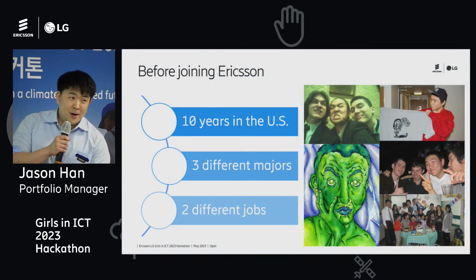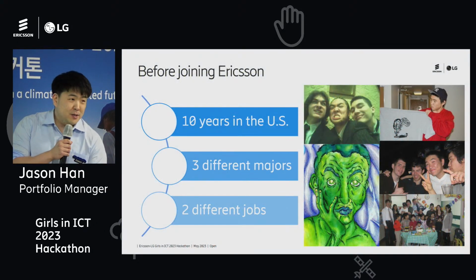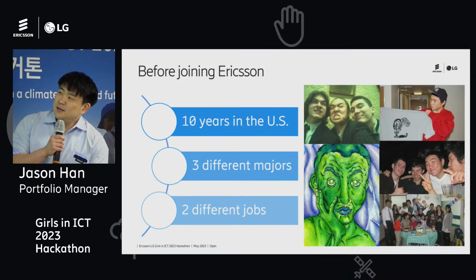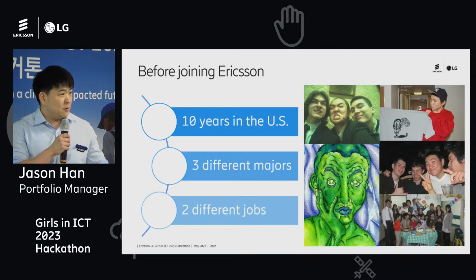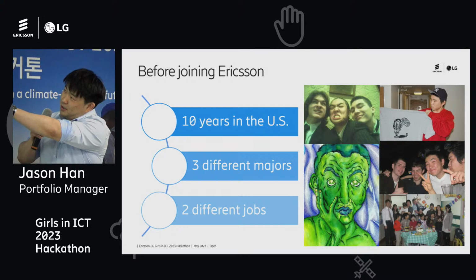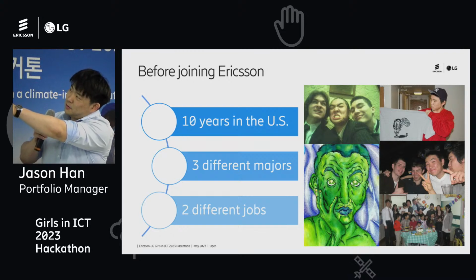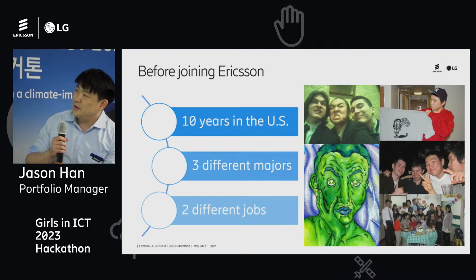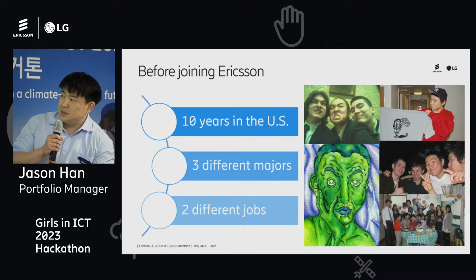Before I joined Ericsson, I guess I came from a pretty diverse background. I lived in the United States for about 10 years. I'm from Seattle, Washington. Anybody from Seattle, Washington here? No? Okay. And see that crazy kid on the left top, the middle, with the cornrow? That's me right there. I'm still crazy, but I used to be even crazier.